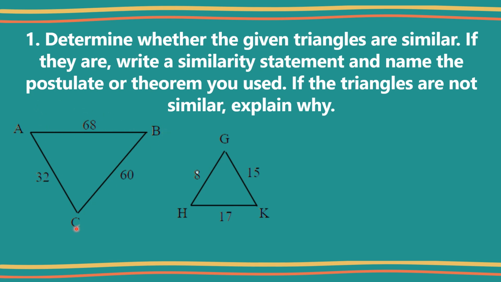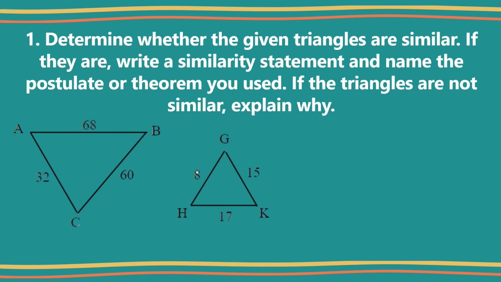If you were to guess what theorem or postulate we should use, would you think this would be the angle-angle similarity postulate, the side-angle-side similarity theorem, or the side-side-side similarity theorem? Definitely the side-side-side, because that's what we're given. We're only given sides of these triangles. We don't know any information about the angles. So if they are similar, it's going to have to be by the side-side-side similarity theorem.